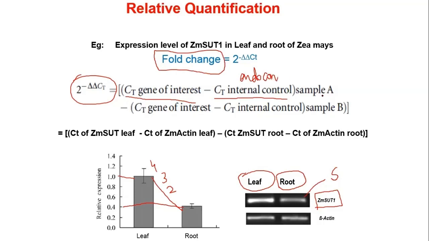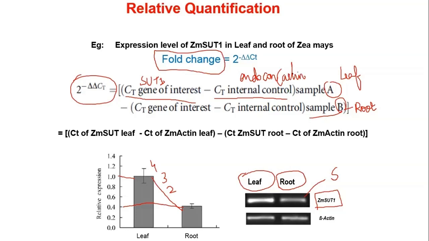Endogenous gene control in sample A. Here sample A is leaf and sample B is root. So you take a root tissue and leaf tissue. In leaf, you are checking sucrose transporter 1 and the endogenous control is actin.